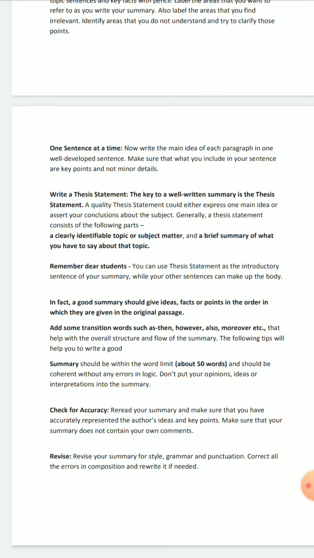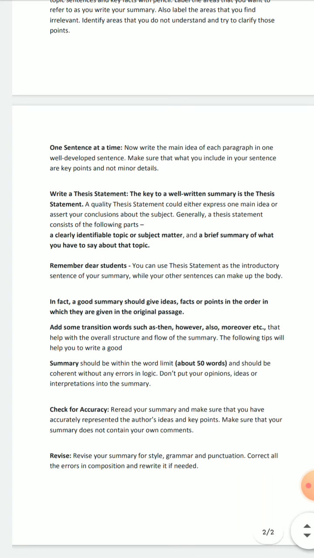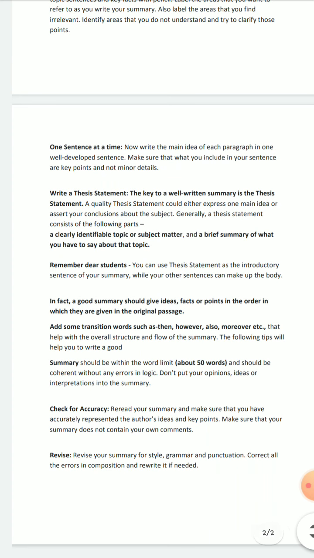Generally, a thesis statement consists of the following parts. What exactly does a thesis statement have in it? Number one, a clearly identifiable topic or subject matter. And number two, a brief summary of what you have to say about that topic. So all these things are related to the thesis statement.